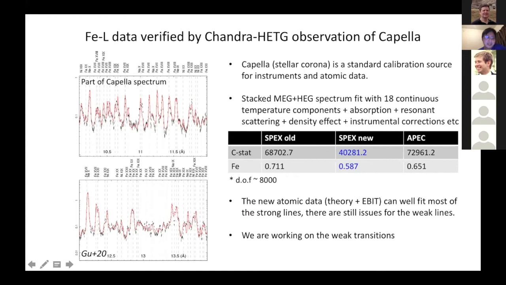When looking in detail, you will find the new SPEX is doing a decent job for the strong lines, while we still have a lot of problems with the weak transitions. The weak lines are very challenging, and we still need a lot more work, with more advanced calculations and experiments, to solve those problems.